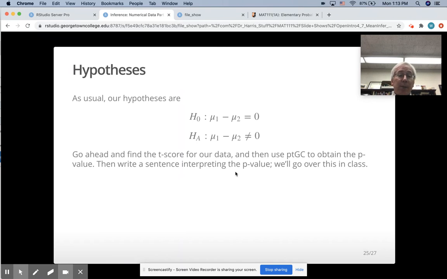Our hypotheses: is there a difference or not? Our null hypothesis is that there's no difference in the mean speeds driven by the men and the women. Our alternative hypothesis is that there is definitely going to be a difference. So again, you've got the summary data from favstats now. You can go ahead and compute the t-score, and you can use pt to find the p-value using the number of degrees of freedom that we talked about earlier. Write a sentence interpreting the p-value and make your decision. We will go over these results when you get to class.